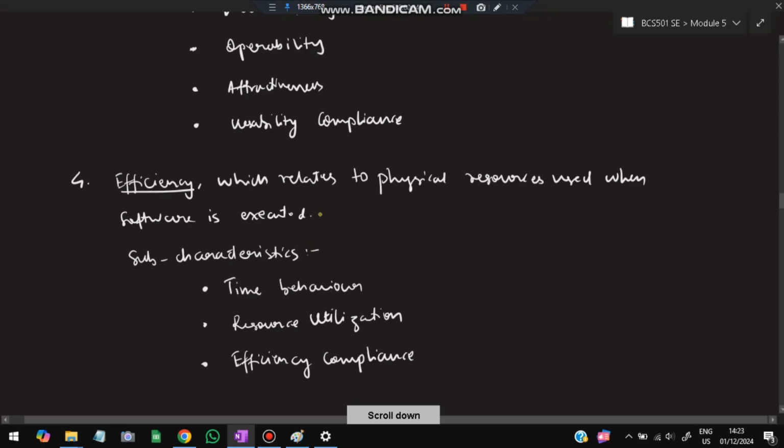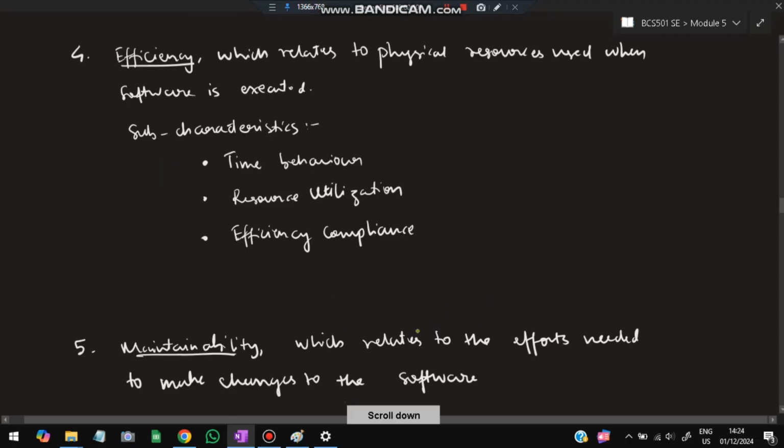Fourth one is efficiency. What do you mean by efficiency? It relates to the physical resources used when the software is executed. How many physical resources it is using, how efficient it is. Time behavior: is it using more time or not, is it using more resources or not. Efficiency compliance: is it complying with the quality standards or not.